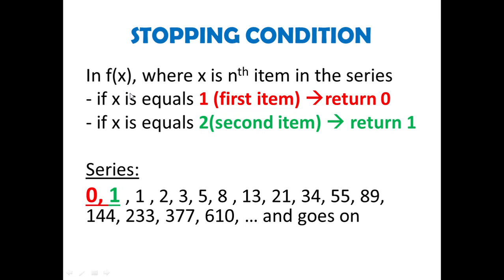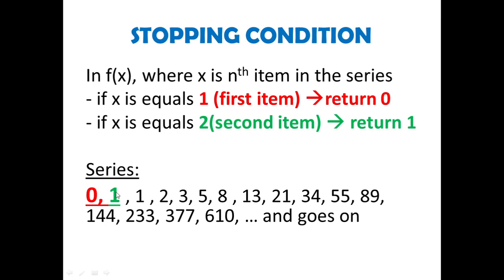If the nth term, which is x, is equal to 2, if it is the second item, we are going to return 1. So for the first item we return 0, for the second item we return 1. From the third item onwards we'll be doing the summation. The third item needs the second item and first item. The fourth item needs the third item and the second item. The fifth item needs the fourth item and third item.